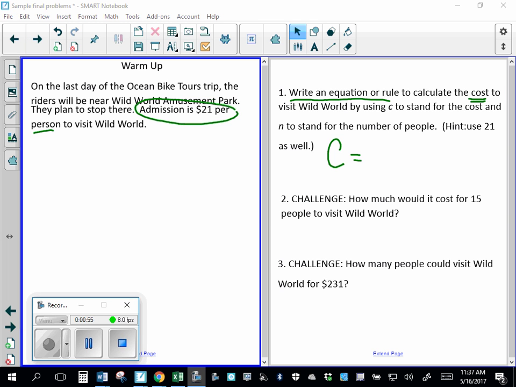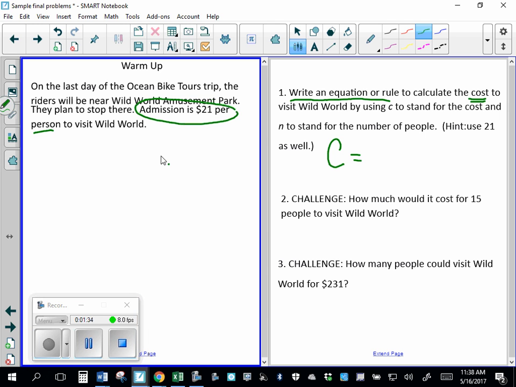Go through it. Okay, so Luke, what's your equation? C equals? You didn't write the equation down? Ellie, do you have an equation? Yeah, I did. Total cost equals C. Not quite.